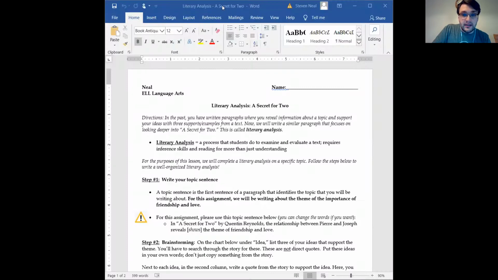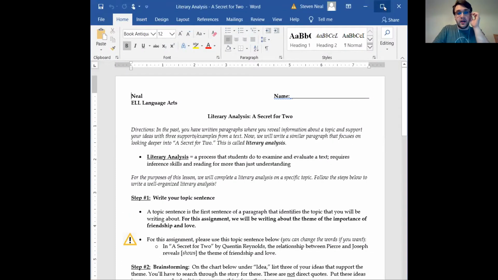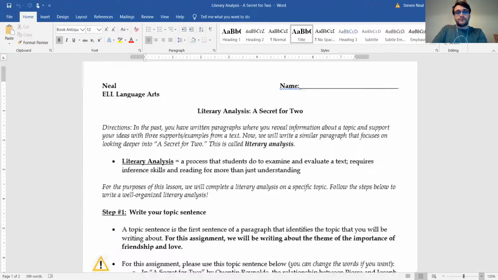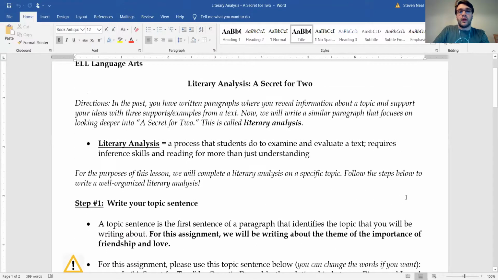my document here. So here we are. In the past, we have written paragraphs where we reveal information about a topic. Those were called expository paragraphs. Now, what we're going to do is practice a similar writing skill by focusing on literary analysis. Literary, meaning related to literature, and analysis, analyzing, looking closer at something.